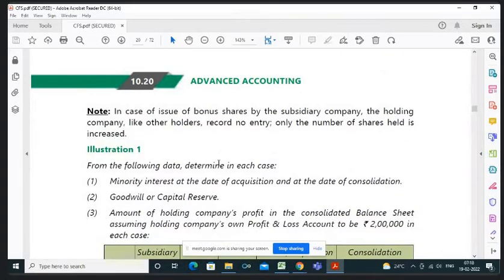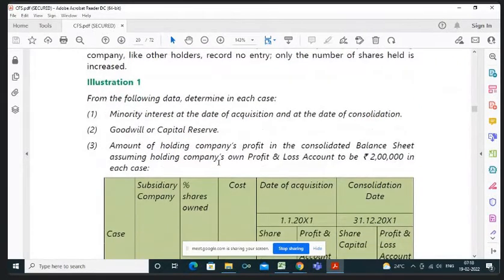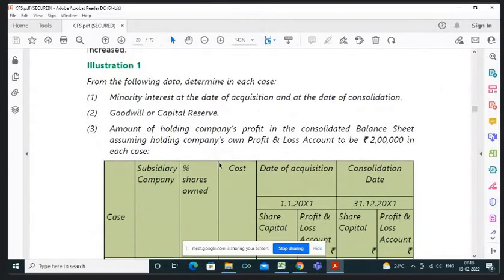So then we'll move on to illustration number 1. From the following data, determine in each case: number 1, minority interest at the date of acquisition and at the date of consolidation; number 2, goodwill or capital reserve; number 3, amount of holding company's profit in the consolidated balance sheet, assuming holding company's own profit and loss account to be 2 lakhs in each case. So now we will start resolving this problem.